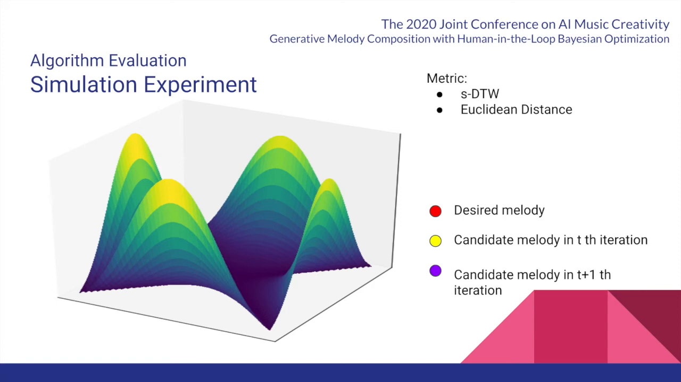First, we generated a desired melody by random sampling in the latent space. Given the set of candidate melodies in the T-th iteration, we select the one with the smallest SDTW to the target as the best preferred one at this iteration. Then we got the candidates for the next iteration. We iterated this procedure 50 times and performed 100 trials in total.